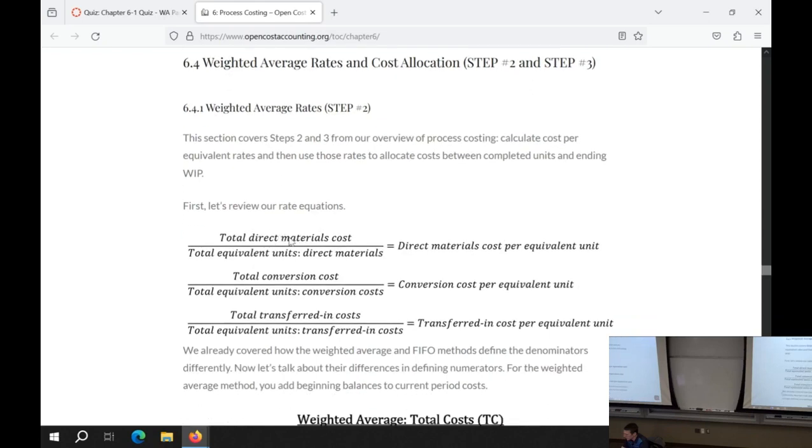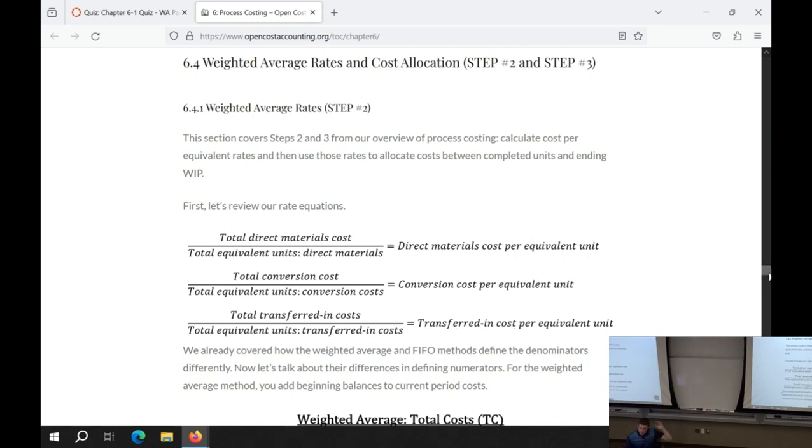in the end is going to be total direct materials cost divided by total equivalent units, TEU, with respect to direct materials. That'll give us our rate. Rate meaning the "per" here is what tells you it's a rate. Cost per equivalent unit. We need to figure out how many dollars each equivalent unit deserves of direct materials cost. And we'll do it again for conversion costs, and then again for transferred in costs if necessary.